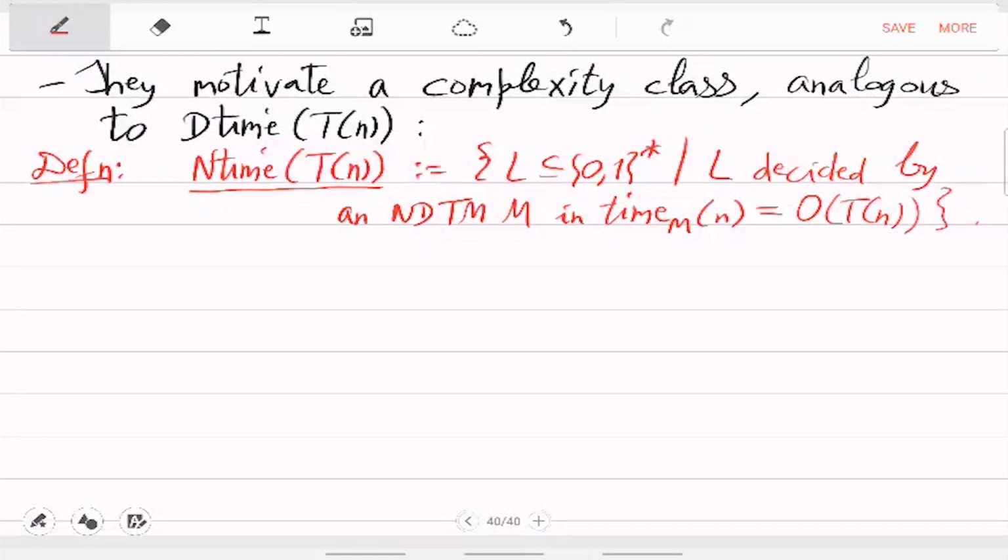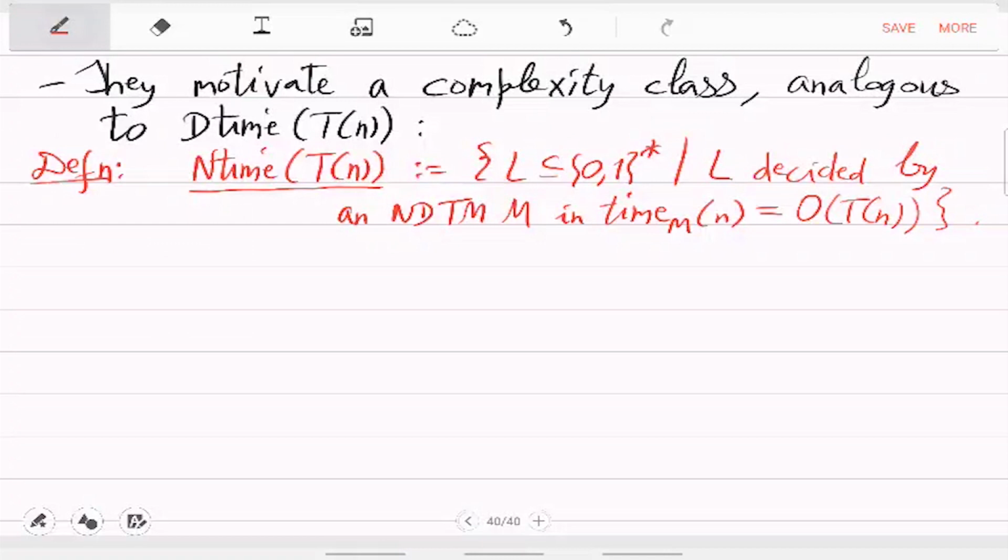So all the paths, they are of length around T of n, and the Turing machine is essentially going over all the paths and checking whether all of them reject some input string x. So it is not in L, and x is in L if and only if one of the paths is an accepting path in this NDTM computation.